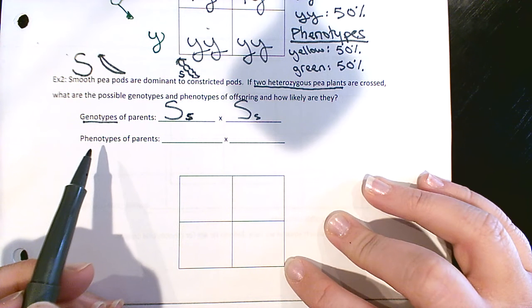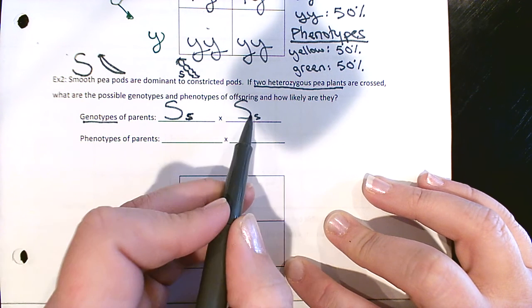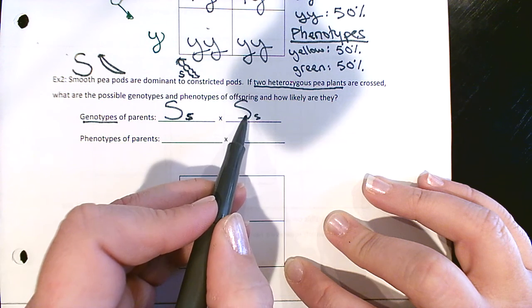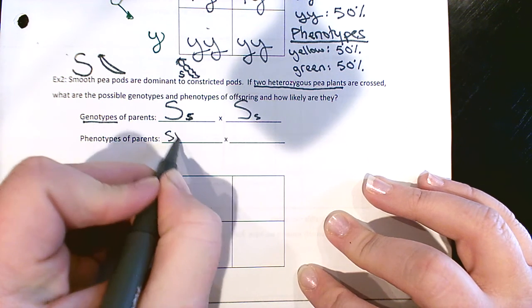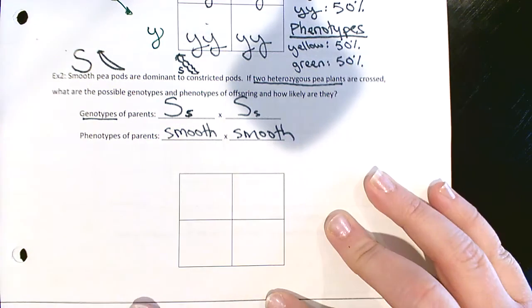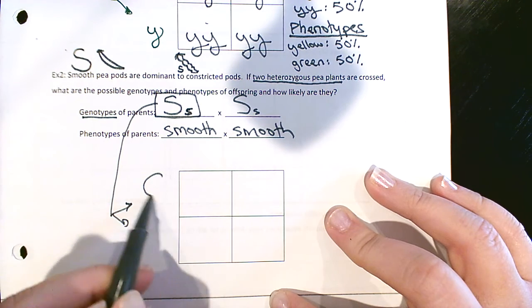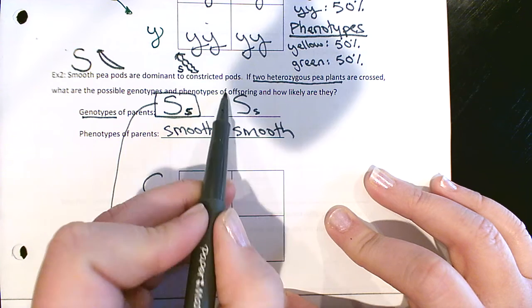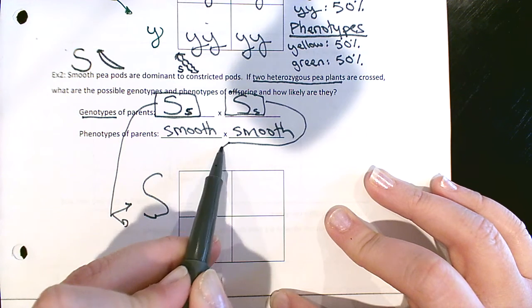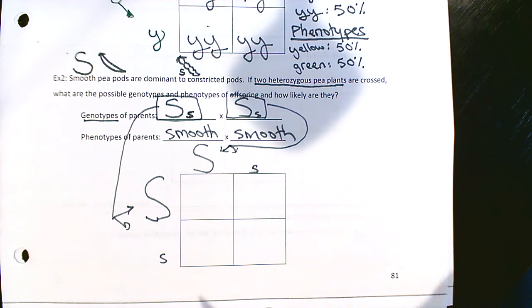And then the phenotype is the physical, what do they show. So they each have at least 1 dominant allele, so they would each show the dominant version of the trait, which is smooth. Alright, so again, we take one parent, take them to the side, big S, little s. Take the other parent, split them on the top, big S, little s. Again, I would encourage you to pause right here, fill those boxes in for yourself, and see if you agree with mine.